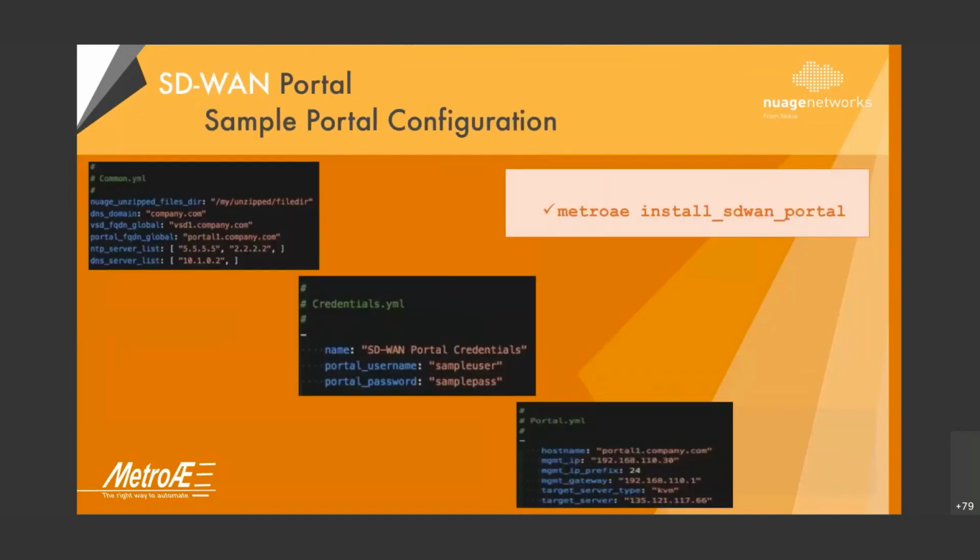This is a sample configuration for installing the SD-WAN portal. As you can see on the right side, that's the information that you need to give, and then the portal1.company.com portal will be installed via Metro. Some of the other common credentials will go with it.